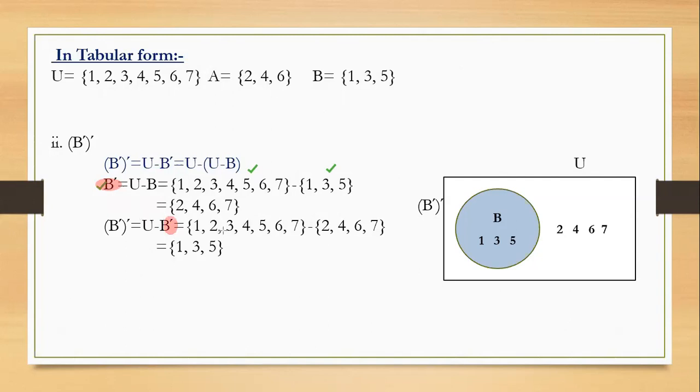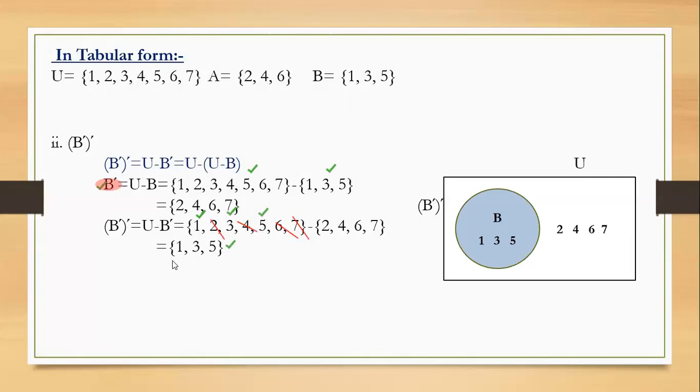That means U minus B dash. Just write down this answer over here. Now, again cut the common values. Look at the question. Cut the common 2, 4, 6, 7. After cutting the common values, we get the answer 1, 3, and 5.